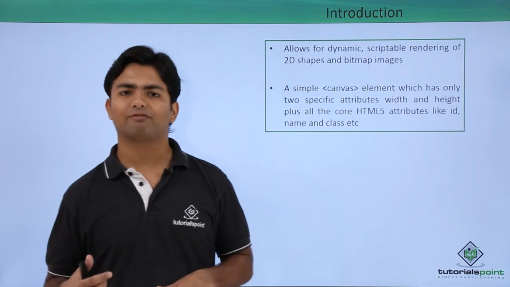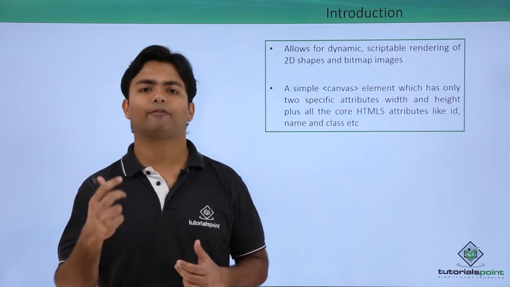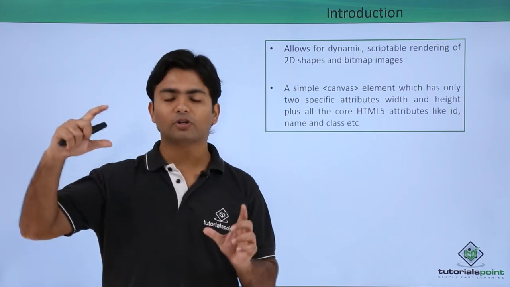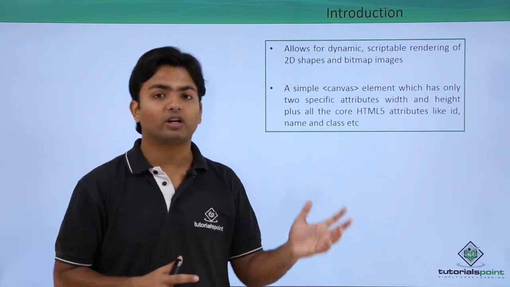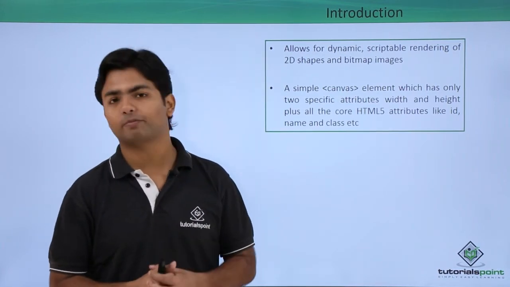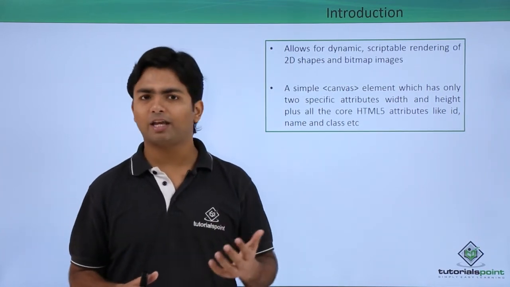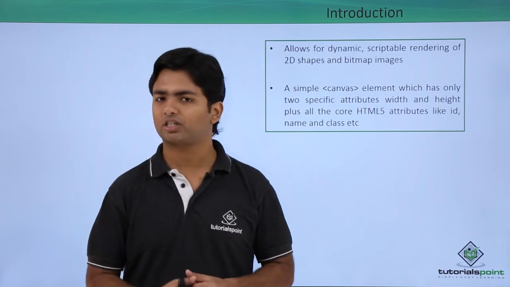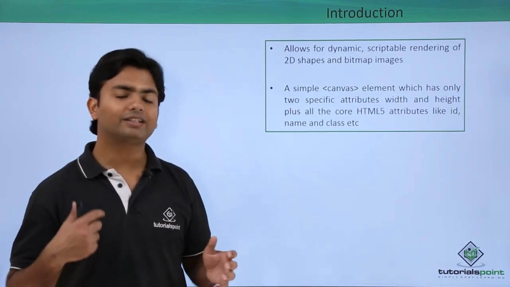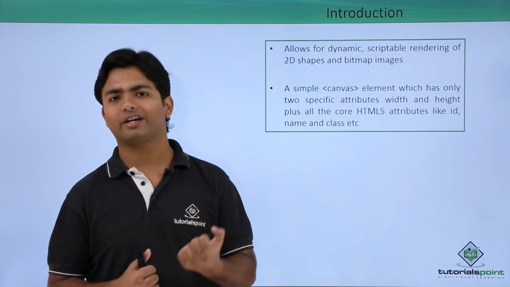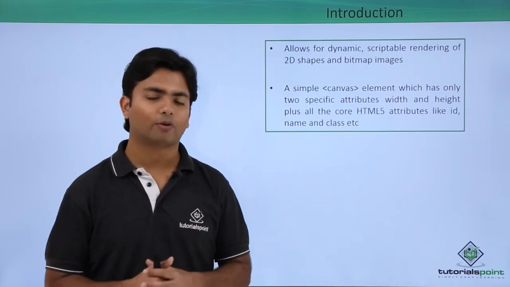Whenever you put a canvas, at least a couple of things that you will have to tell is the height and width. It will tell how much space you want to reserve for the incoming 2D shape or bitmap image. After that, you can put anything like ID, name, which you put in any simple HTML tag. So let's get started with this canvas implementation and see how it can render the 2D graphics on the browser at runtime.